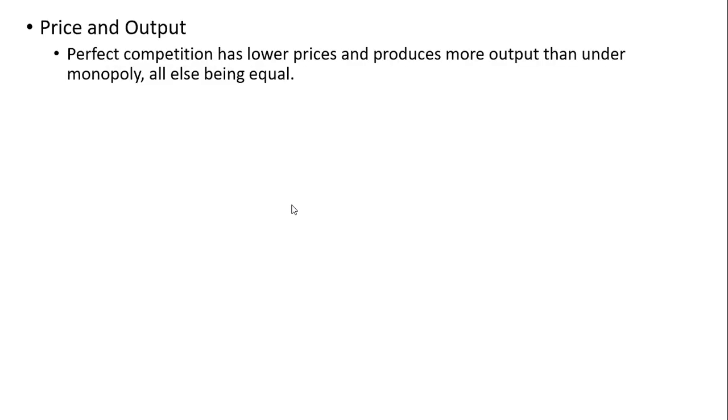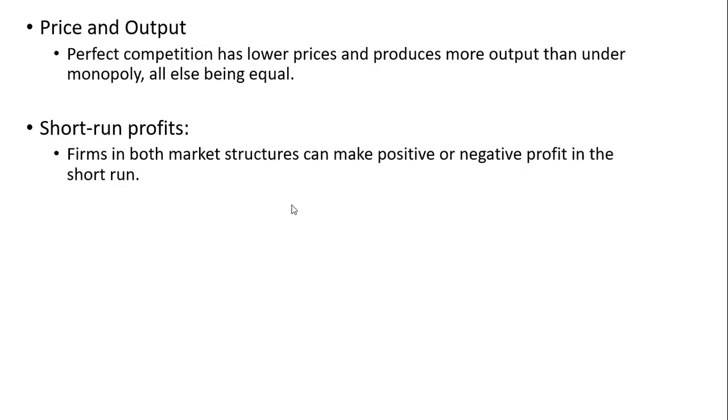Price and output. Perfect competition has lower prices and produces more output than under monopoly, all else being equal. Short-run profits. Firms in both market structures can make positive or negative profit in the short run. There's nothing that says a monopolist cannot make an economic loss, at least in the short run.